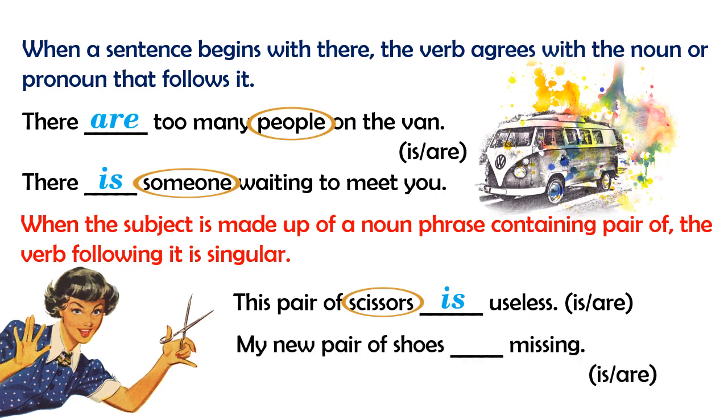My new pair of shoes dash missing. Now we know that the noun shoes is plural, but the sentence starts with the phrase pair. That means one. So we have to use the singular verb. My new pair of shoes is missing.